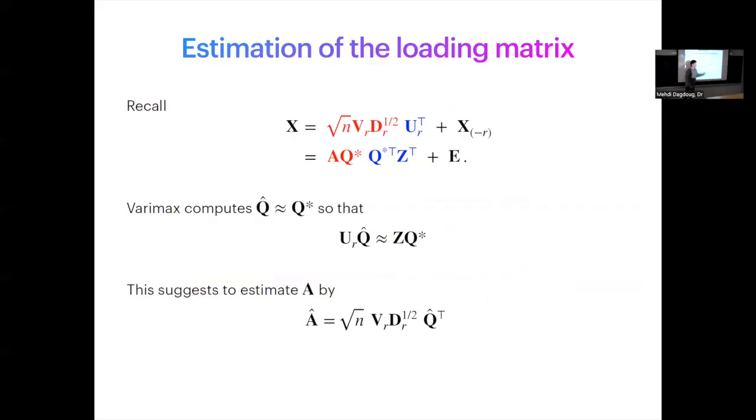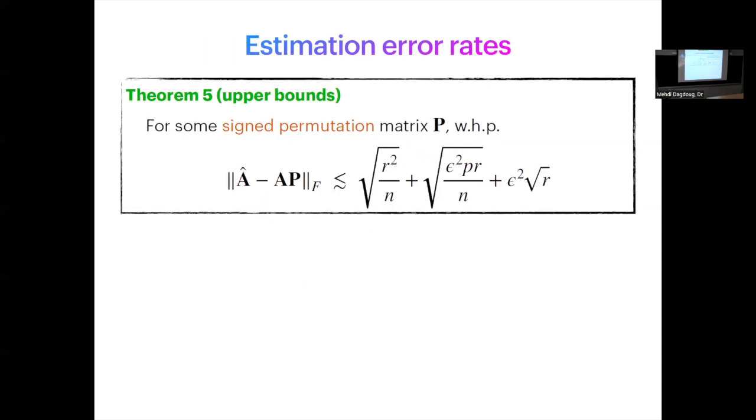And that means the red part should match. And once you know Q star, this immediately gives us a way to estimate A by transforming back. So this follows very naturally from varimax plus PCA. And for this procedure, we can show that the upper bound is the following. It has the original two terms plus one extra term.